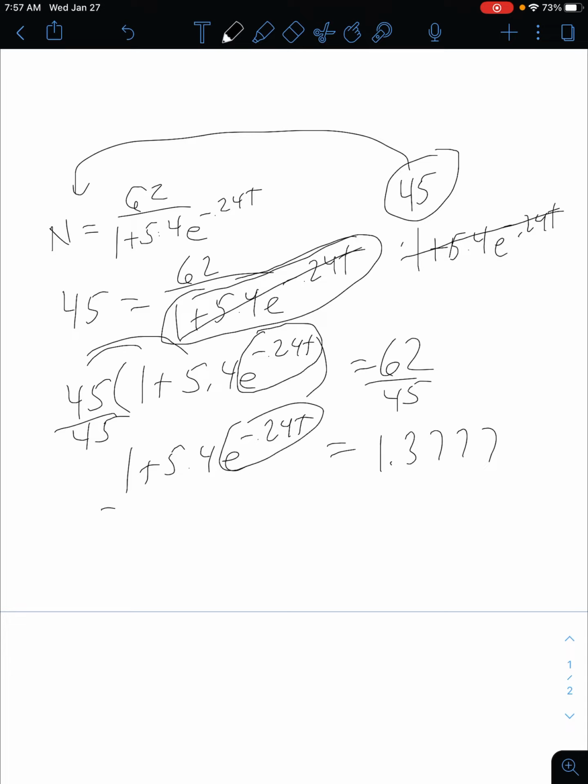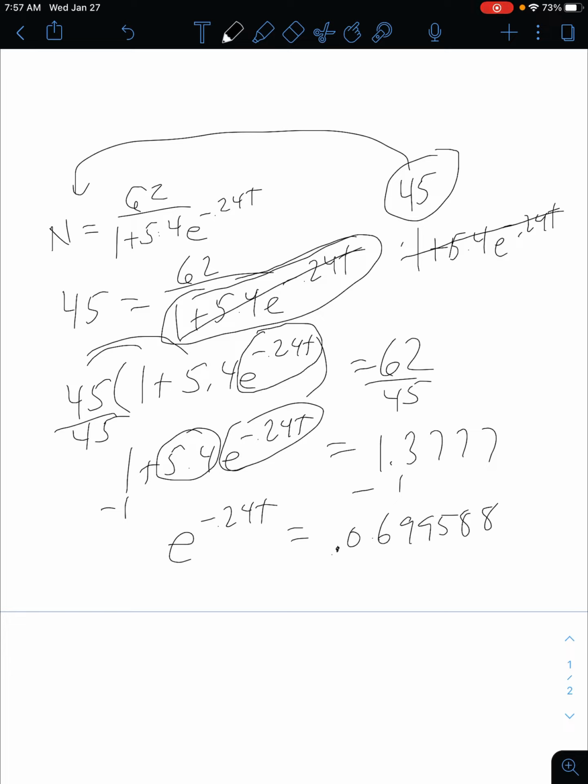And I'm still trying to get e to the negative 0.24t by itself. So now I'm going to subtract 1 from both sides. And I just do that in my calculator. And then I'm going to divide both sides by 5.4. So I'm subtracting 1, and then I'm dividing by 5.4. And when I do that in my calculator, I get e to the negative 0.24t equals 0.0699588.